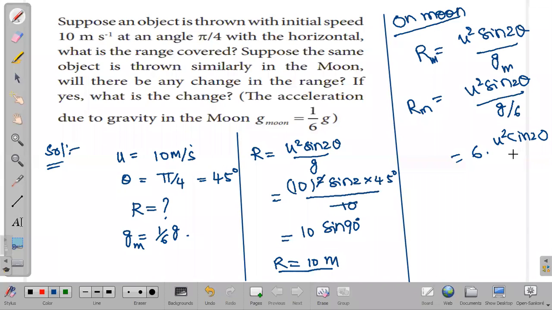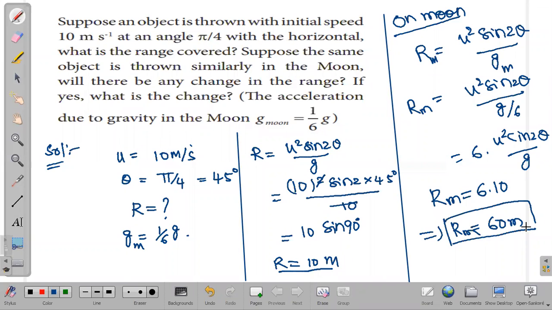Now, we already found this U square sine 2 theta by G value. If we solve this, we got 10. So 6 into 10 we got, right? So the range on the surface of moon is increased by 6 times. That means it became 60 meters. So this is about how to solve a problem using the range formula for projectile motion, right?